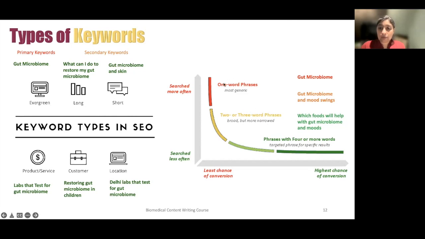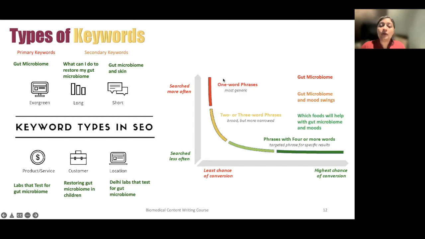The thing about the primary keywords is that they're obviously searched more often. There will be a lot more people looking for gut microbiome as opposed to people who are looking for gut microbiome, moods, and food, right? So the number of times the primary keyword is going to show up in Google is going to be a lot more than the number of times these longer phrases are going to be searched. But you would have the highest chance of getting someone to read your content using these longer phrases, simply because there's just too much competition for the primary words.